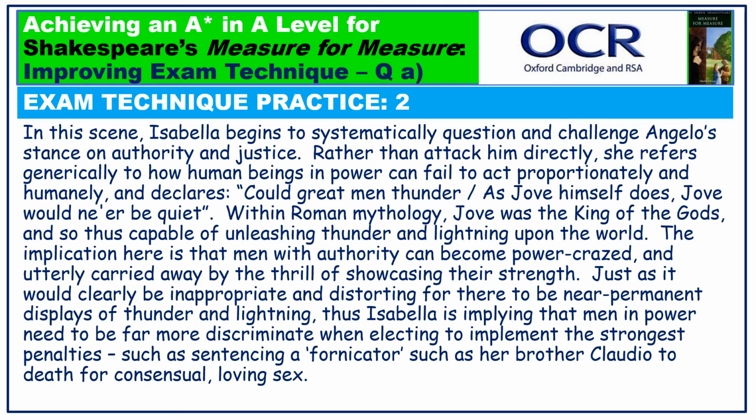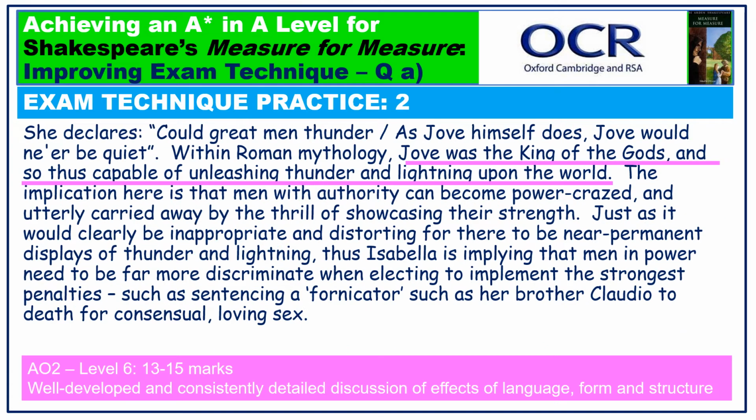How does this meet the top band of the mark scheme? Note the explanation of the reference to Jove. He was the king of the gods, and so thus capable of extraordinary displays of universe-wide power. But then, of course, I need to return to why Isabella is using the image and the effect of it.